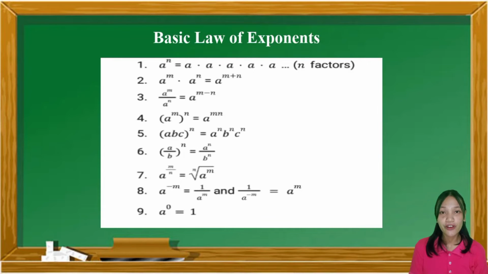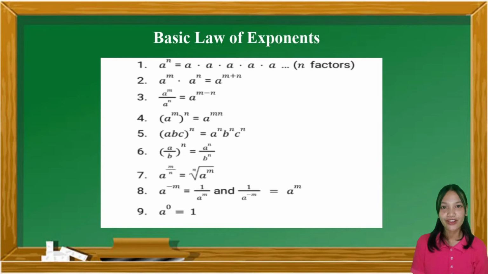So next, number 6. It is the same as number 5, the only difference being the operation used. We are going to give the respective exponent to each base. Based on the illustration in number 6, (a/b)^n is equal to a^n over b^n.